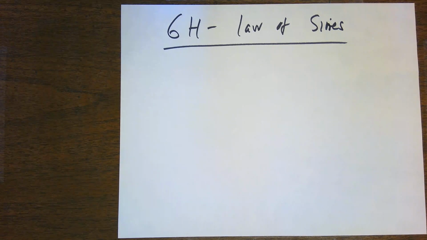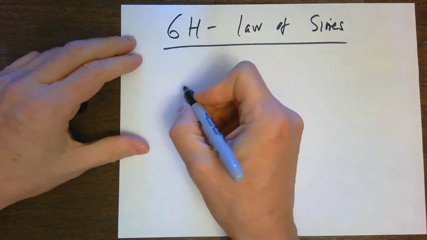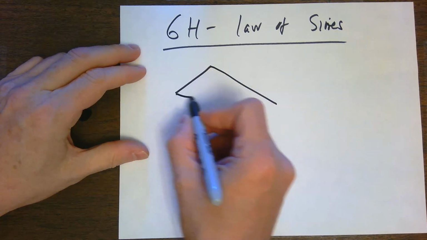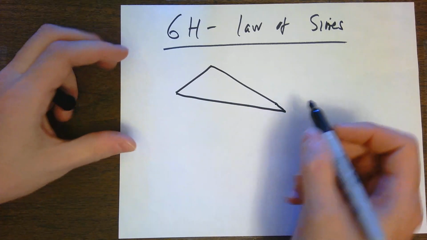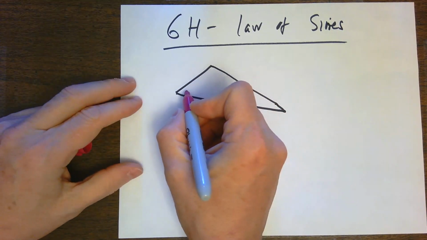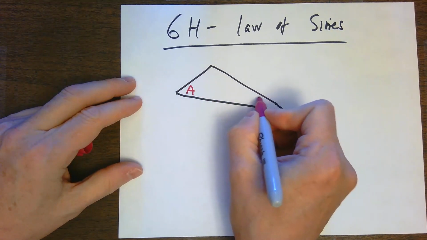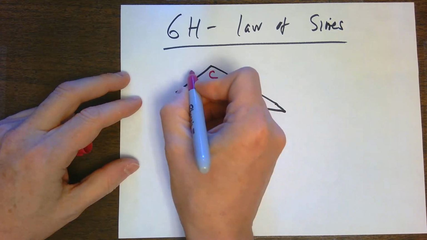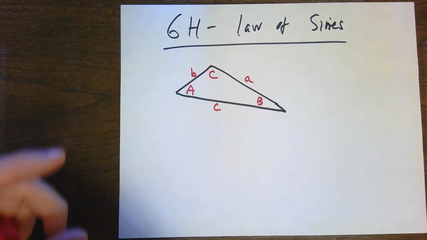Law of Sines. So law of sines is another quick little advanced trick that we can use with triangles that are not right triangles. So let's take a look at the law of sines. Now I'm going to try to draw a triangle that is obviously not a right triangle. No right angles in here. And I've got angles A, B, and C, and side lengths little a, little b, and little c.